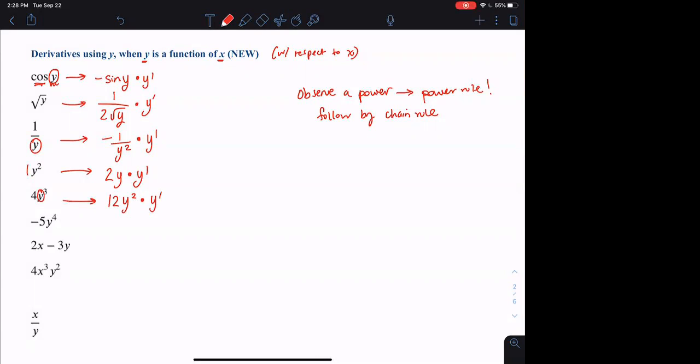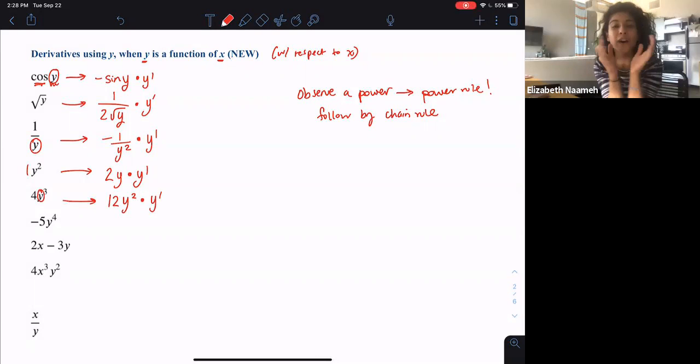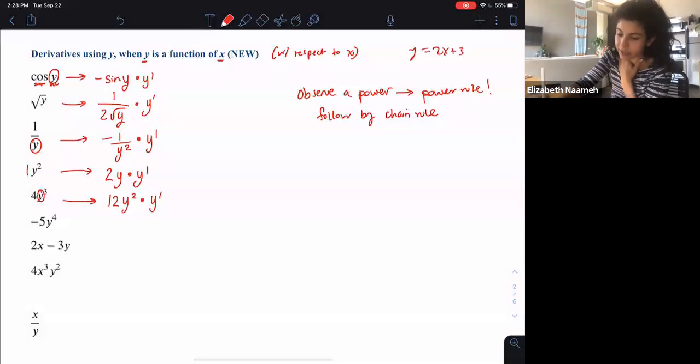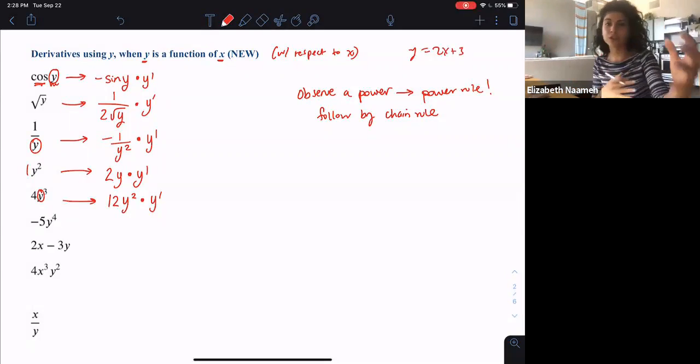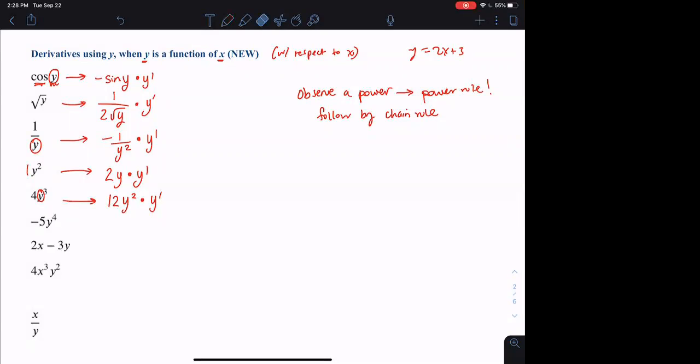Okay. So why are we doing the chain rule just because it's y? It's because y is a function of x. Isn't y usually like y equals 2x plus 3? So it's a function. Instead of using f of x, I'm just using y. So it's the same rule. Okay. Got it. Makes sense.